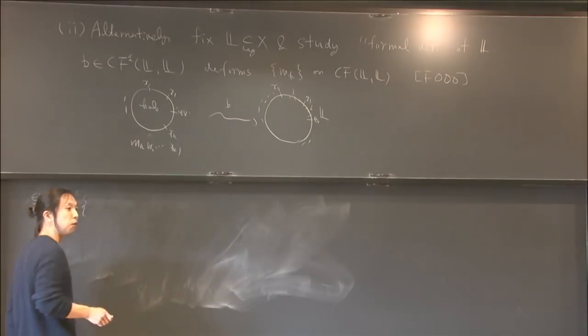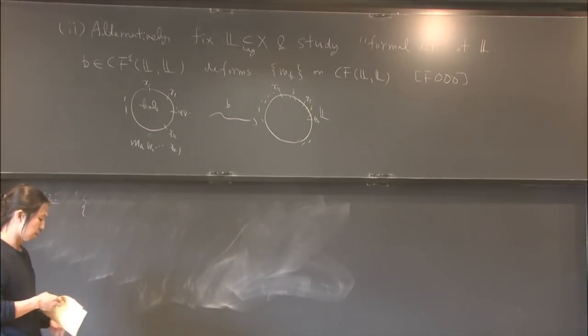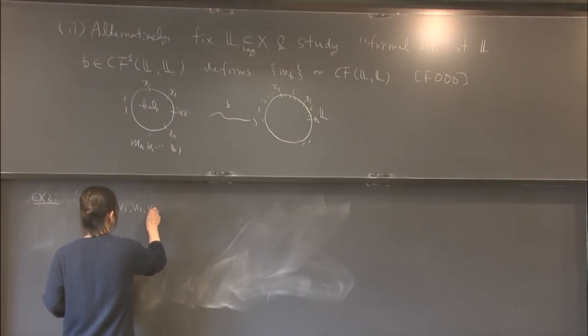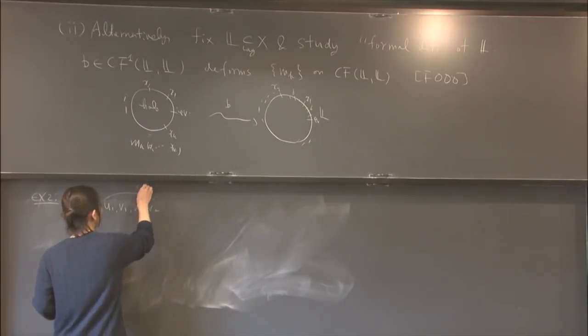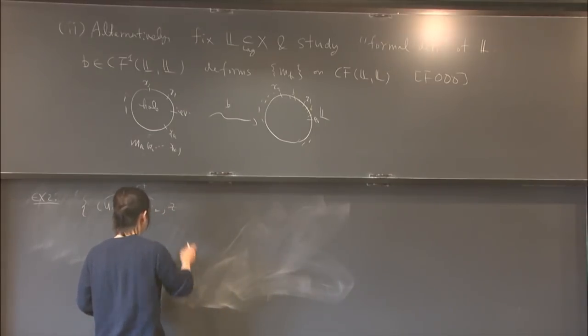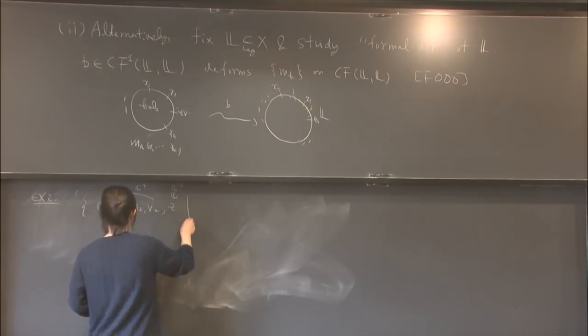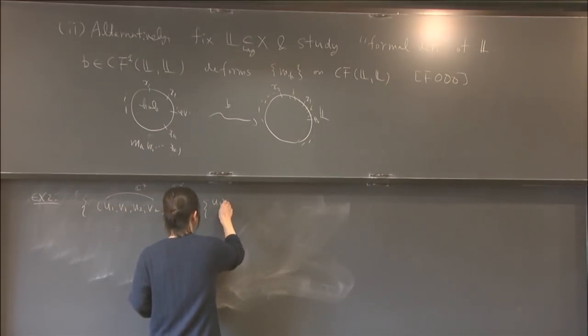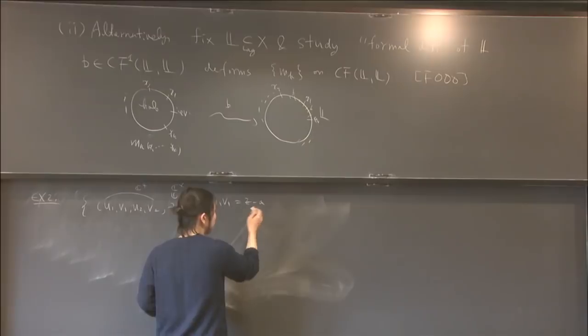So let's look at the following non-compact threefold. This is U1, V1, U2, V2, so this is in C4. And I take an additional variable Z from C^×. Then I want this variable to satisfy U1 V1 equals Z minus A, and U2 V2 equals Z minus B, for generic numbers A and B.